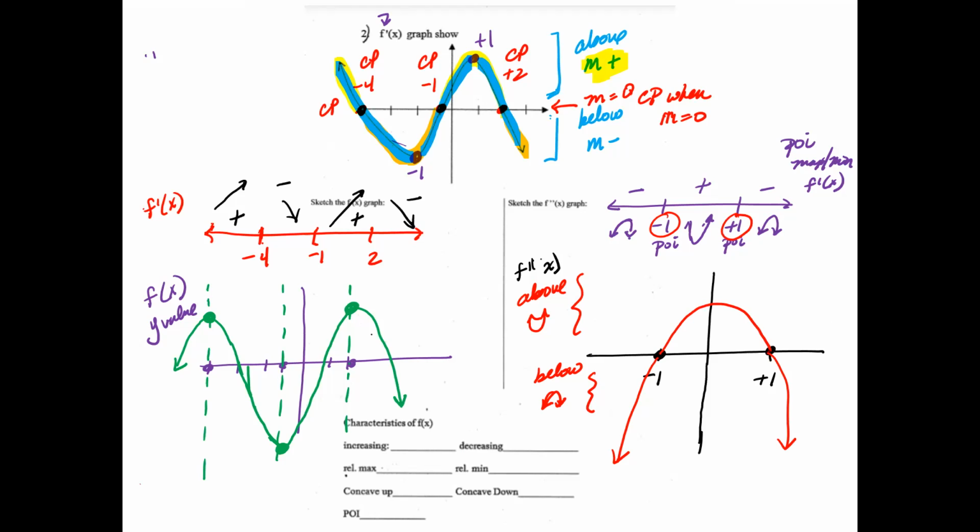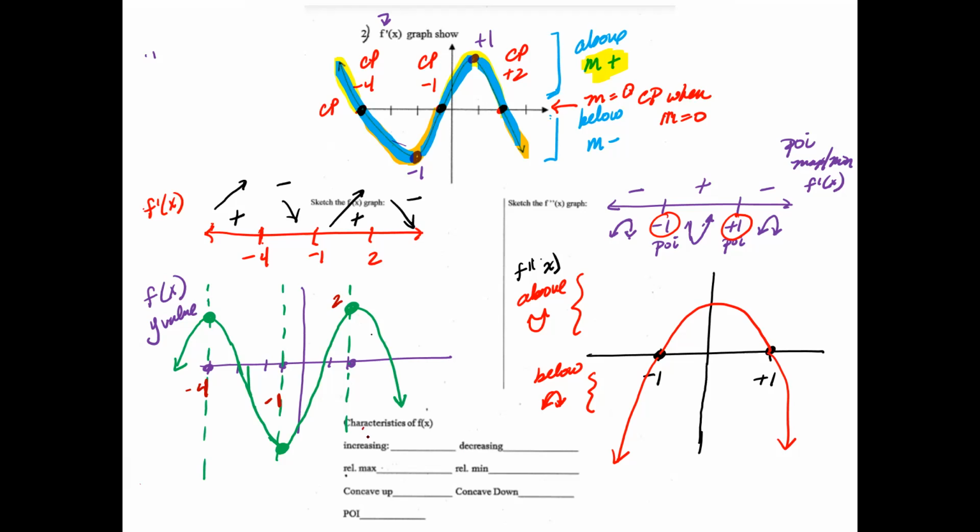Now, the reason this is called curve sketching is that there is a summary with this. So let's fill out a summary. Characteristics of f of x. So here's your f of x graph. When is it increasing? It's increasing from -infinity over here to -4, and it is decreasing from -4 over to -1. Increasing again from -1 to +2, and then decreasing again from 2 to +infinity.